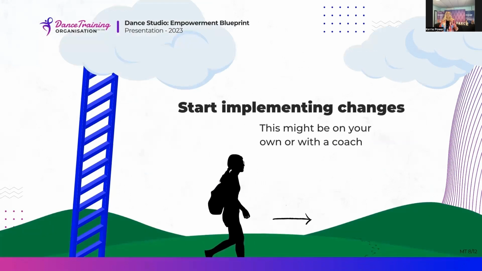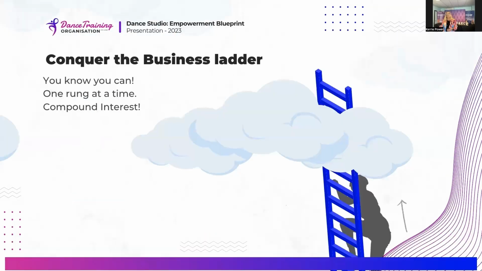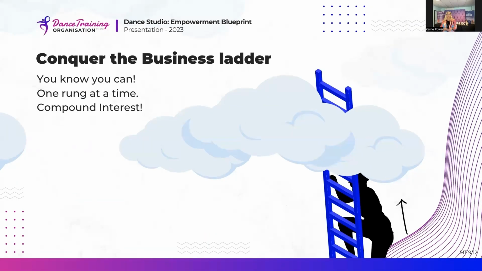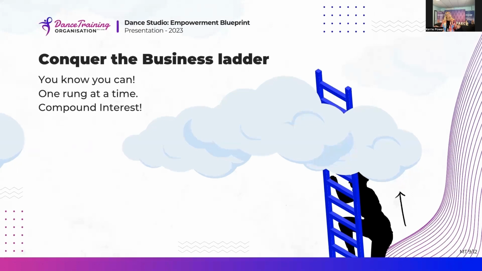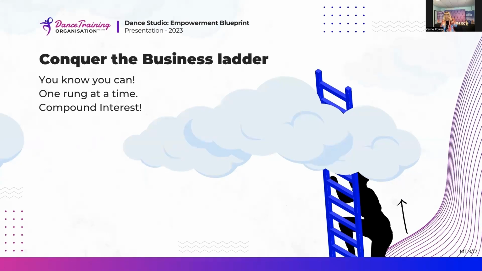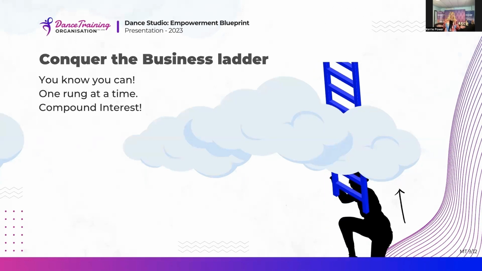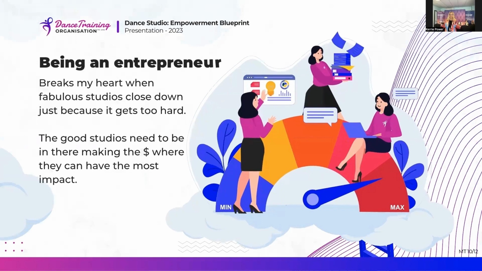So then you've got to start implementing change. You can do that on your own. You can do that with a coach, but you've got to start implementing the changes, moving across to the next ladder, and then start climbing back up the business ladder, and conquer that ladder as well, using compound interest, one step at a time. Climb up that ladder until you get to the top of the business ladder as well. That's when you've got to know that your studio's become your perfect place.